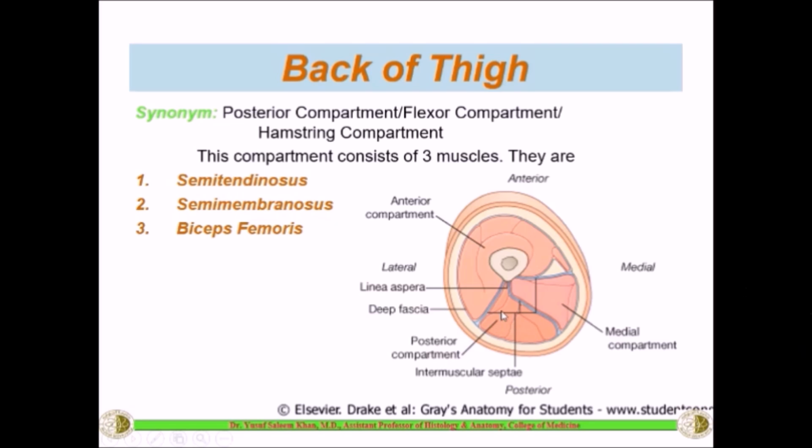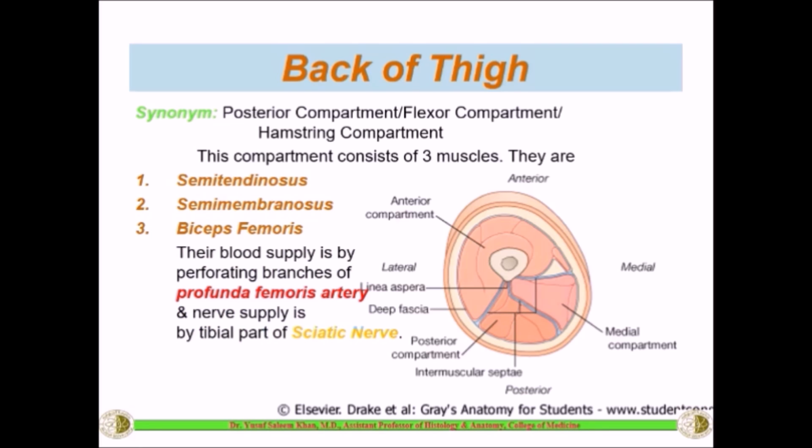If you see this picture, this is the cross section of the thigh. This is the femur. This is the anterior compartment of the thigh, this is the posterior compartment, and this is the medial compartment. What we are discussing is this compartment. It has three muscles: semimembranosus, semitendinosus, and biceps femoris. These three muscles are called hamstring muscles, and they are supplied by the perforating branch of the profunda femoris artery, which in turn is a branch of the femoral artery, and the nerve supply is by the tibial part of the sciatic nerve.